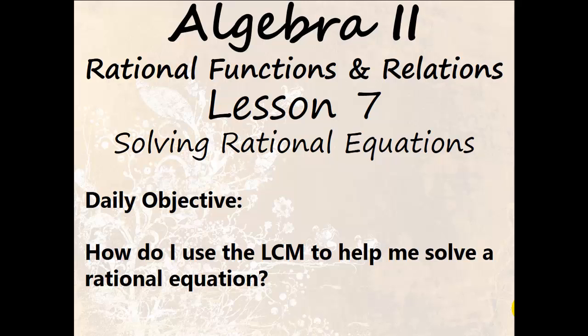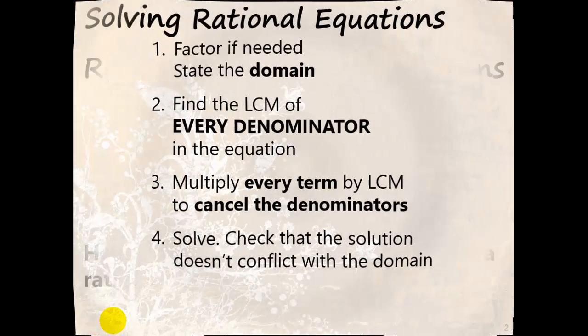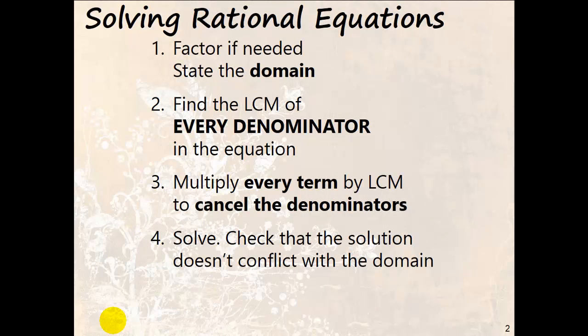We're boiling down to the second to last lesson on rational functions and relations, and now we've made our way to the solving process. Pretty much everything we've learned in the past couple of lessons is going to be applied in solving. So we're going to factor, we're going to state our domain, we're going to find the least common multiple of our equation by looking at every denominator. Then we're going to multiply every term by that least common multiple. This is going to allow us to cancel the denominators. So I'm actually going to get rid of my denominators.